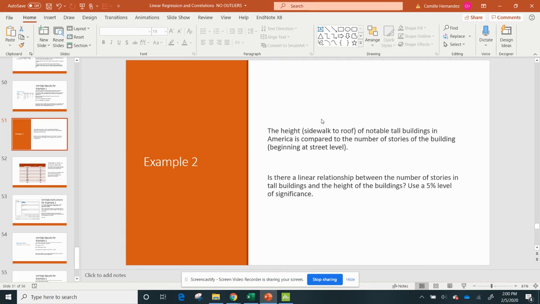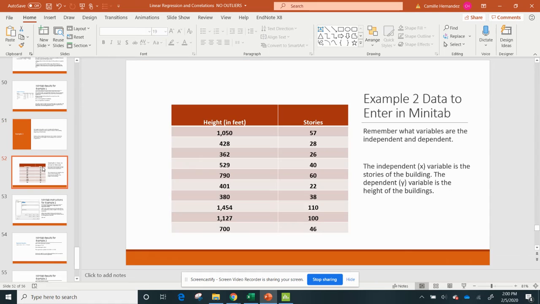Okay, so we've got two variables here, number of stories and height of the building, and we're going to use a 5% level of significance. So here's my data. Stories is going to be my independent, my x, and the dependent is the height of the building. Again, remember that x is my stories and height is my y, and that's really important when I put it into Minitab.